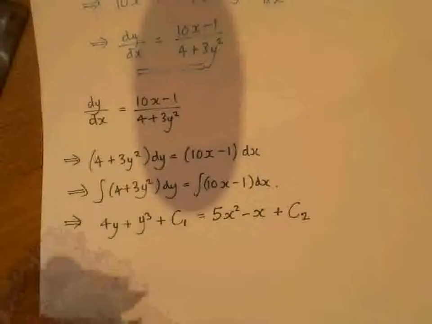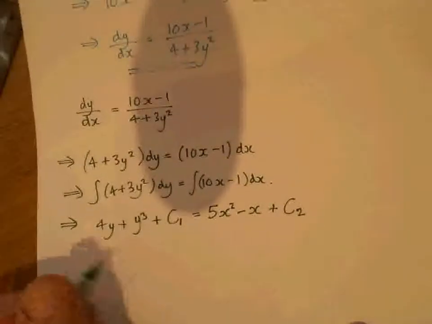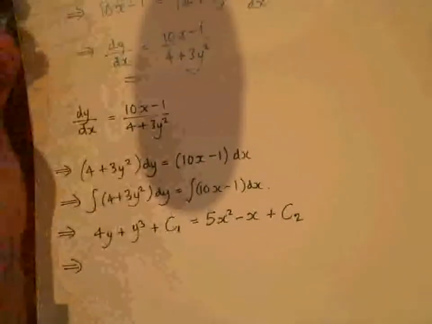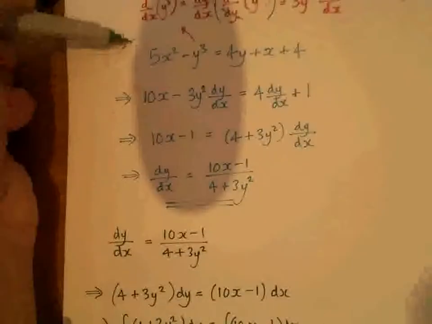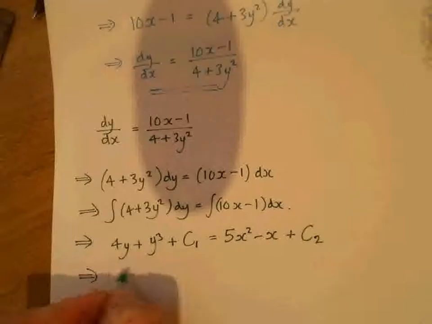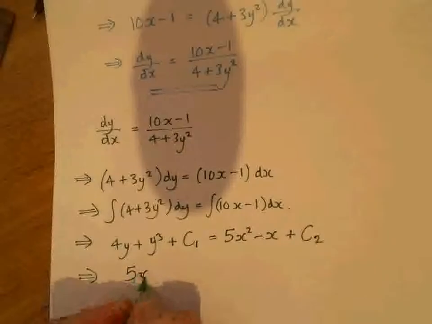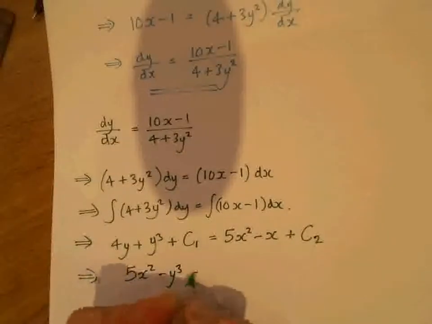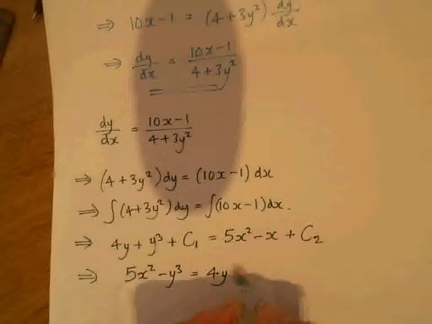So I could do that. And so let's see where this leaves us. We're keeping half an eye on where we started originally. Well, we're kind of there, are we not? So we've got 5x squared upon rearranging minus y cubed equals 4y.